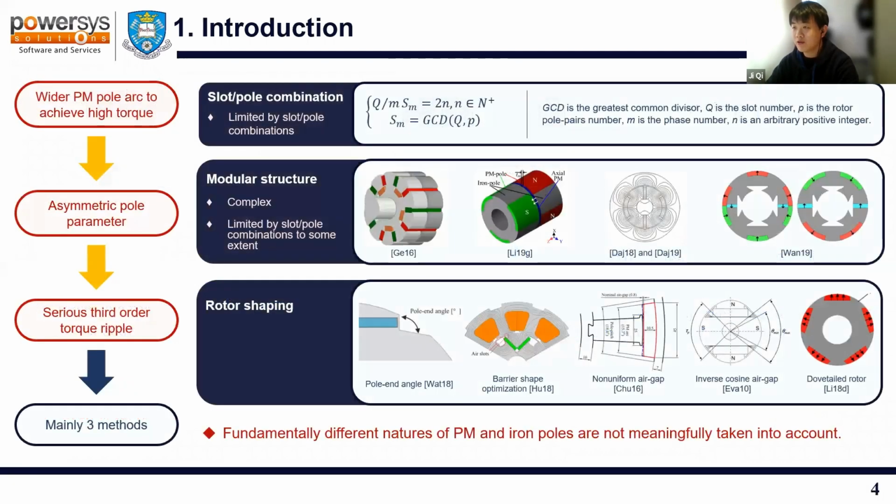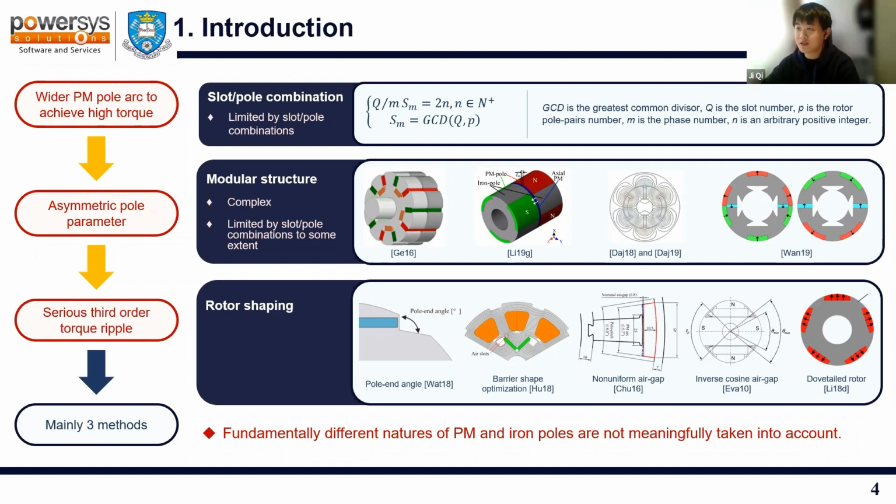Here is a brief literature review. It has been verified that the wider magnet pole arc to pole pitch can achieve higher average torque for this structure. So this will lead to asymmetric pole parameters on the north pole and the south pole. So it will lead to the serious third order torque ripple. To reduce this torque ripple, there are mainly three methods.